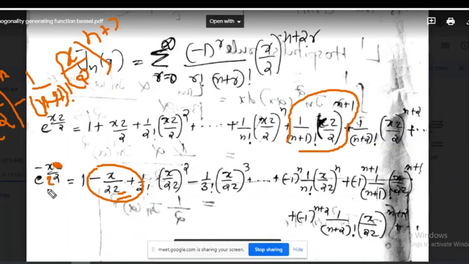Okay, x by 2 set. This is x by 2 set. That's why we have x by 2 set here. See, x by 2 set.